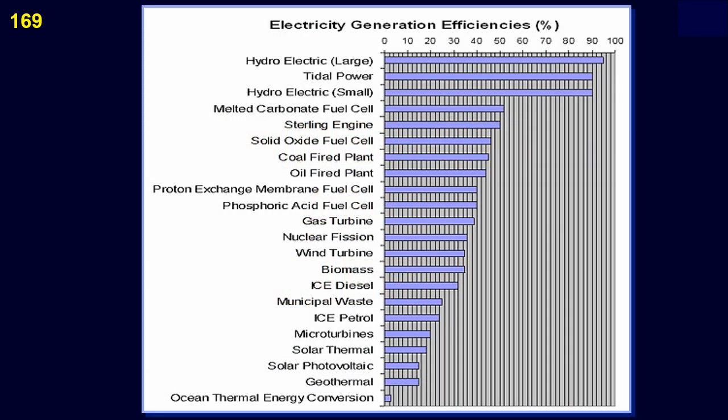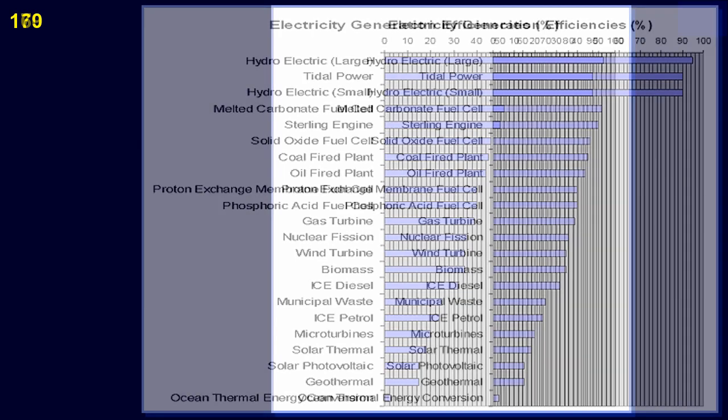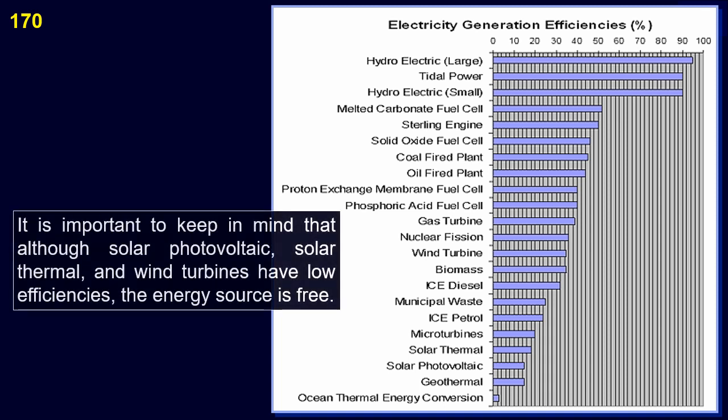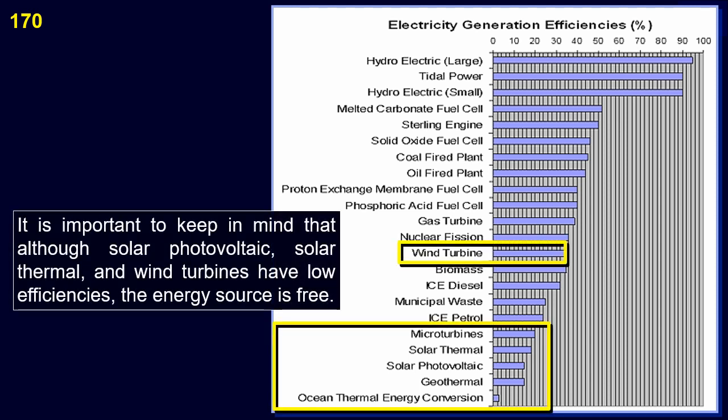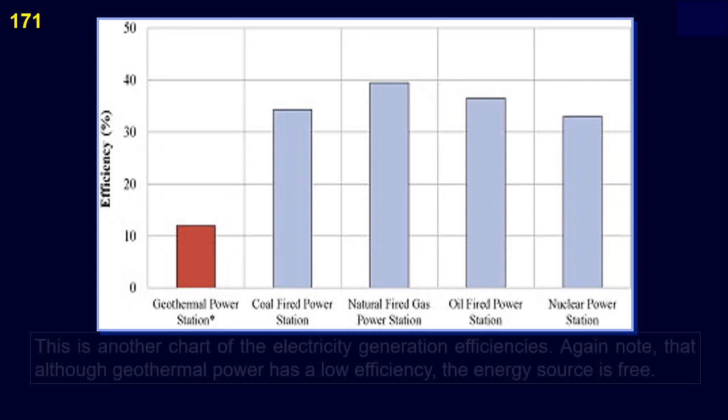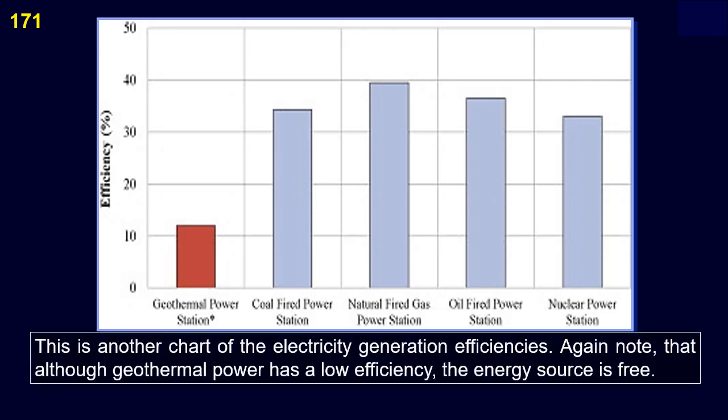This is a chart of the electricity generation efficiencies. It is important to keep in mind that although solar photovoltaic, solar thermal, and wind turbines have low efficiencies, the energy source is free. This is another chart of the electricity generation efficiencies. Again note that although geothermal power has a low efficiency, the energy source is free.